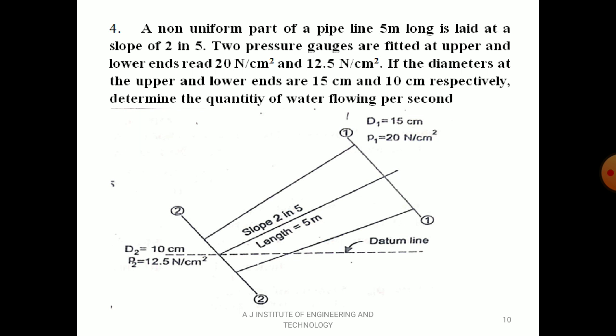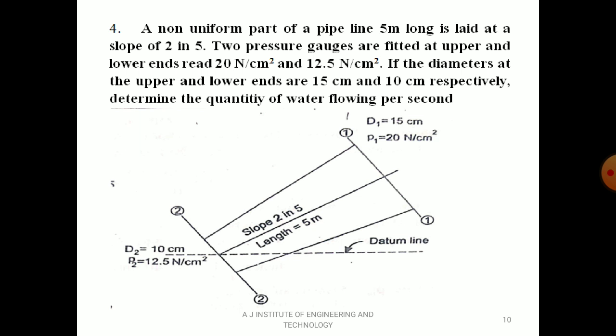If the diameters at the upper and lower ends are 15 centimeter and 10 centimeter respectively, then the upper end, related to section 1, has D1 equal to 15 centimeter, and the lower end D2 equal to 10 centimeter. Again, you can write slope 2 in 5 inside the bracket, and length equal to 5 meter.